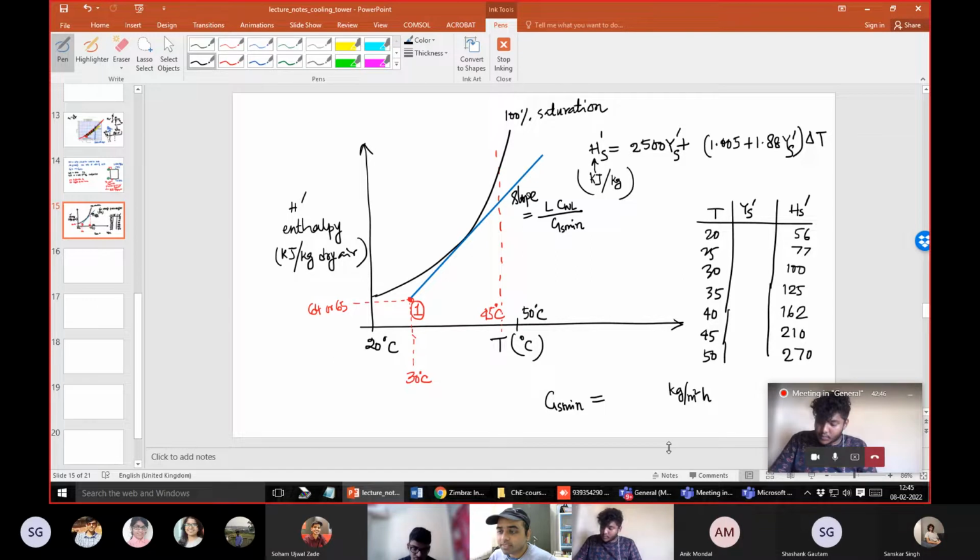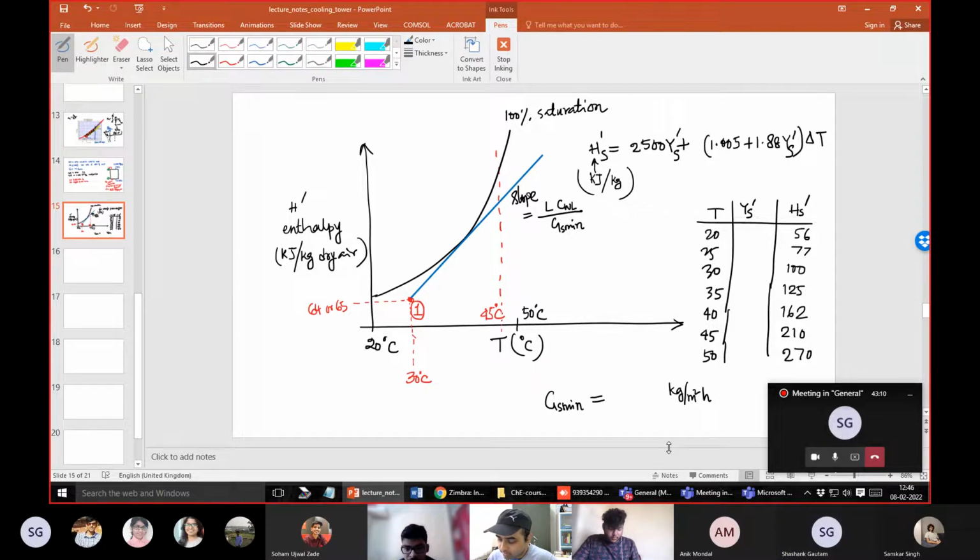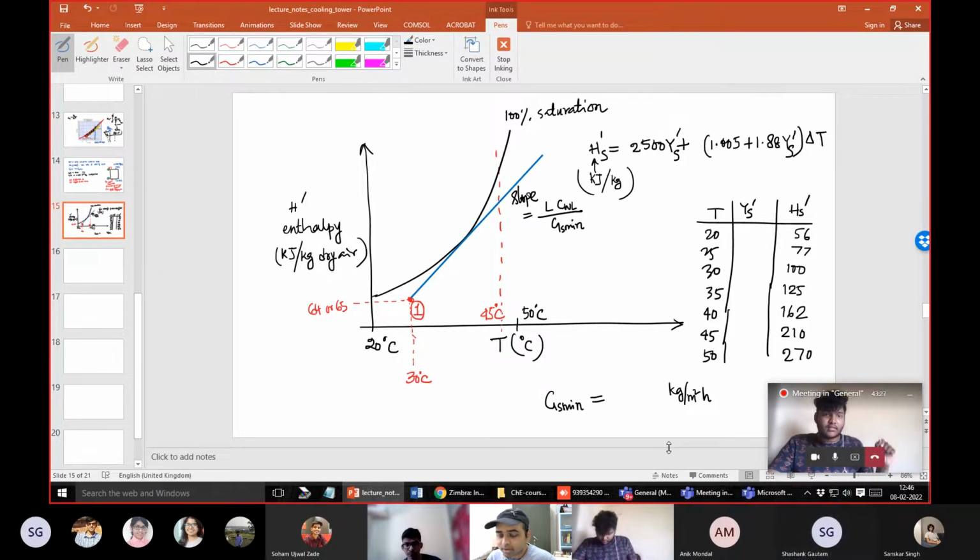Anyone who is able to get the GS minimum? Shashank? First get the slope, yes, guys, and then calculate GS minimum. Sir, is it 3206.86? No. What is the slope you got? 7.933. No. That is far away from what it should be.